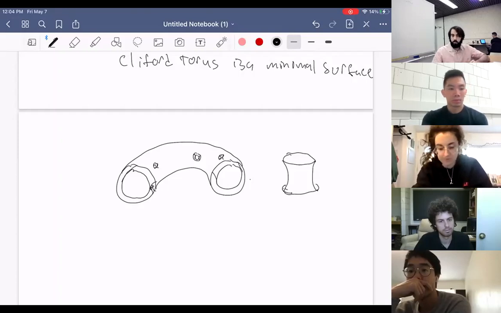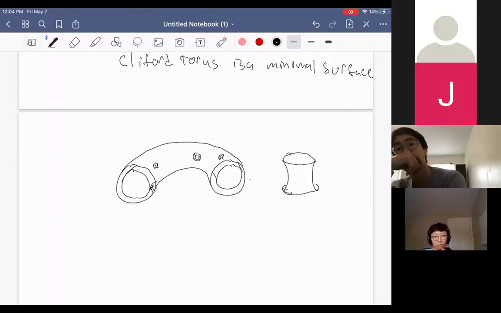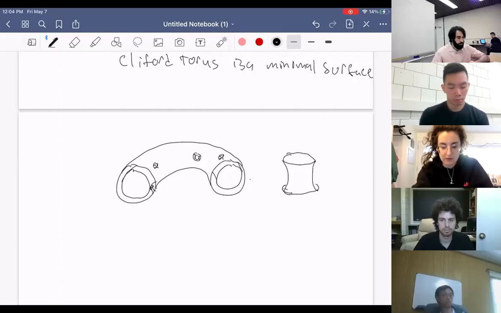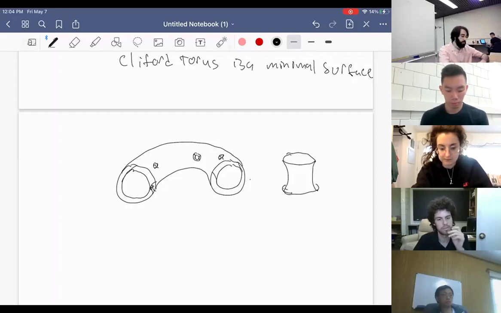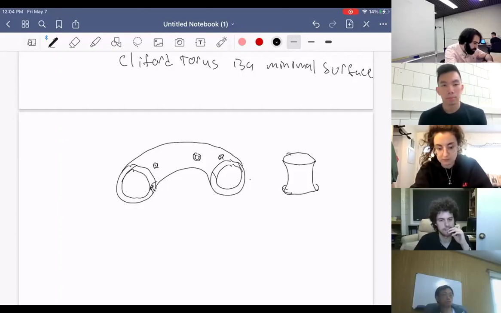Are there any other questions? Yeah, okay. I'm not sure if you mentioned this, but how can you see from your construction that the Clifford torus is actually S^1 of radius 1/2 cross S^1 of radius 1/2? Yeah. So let's see. Did I mention that?